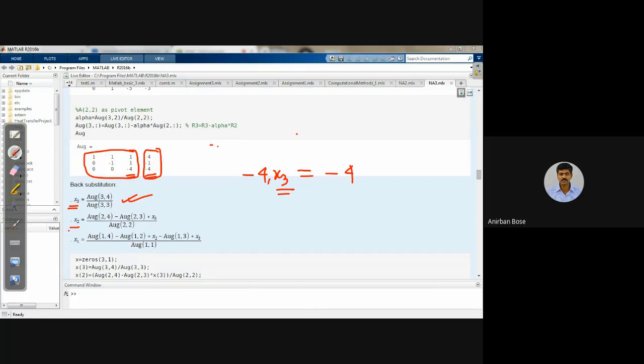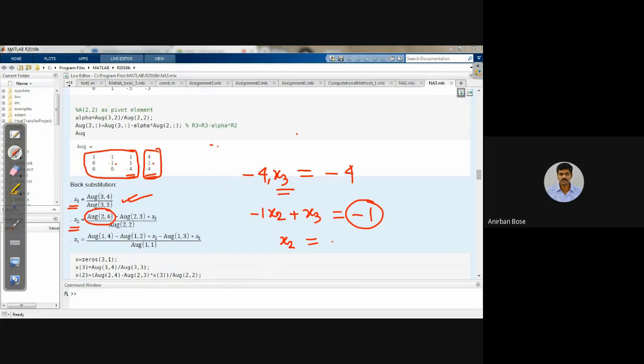Then you have to find out x2. So how can you find out x2? For x2 it will be augmented to 4, because now this is corresponding to x2. So -1 into x2 plus x3 is equal to some value. Okay, x3 is already known, so how can you find out x2? You see that this value is augmented to 4.